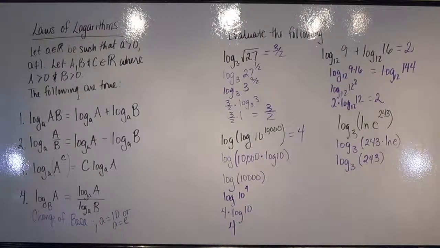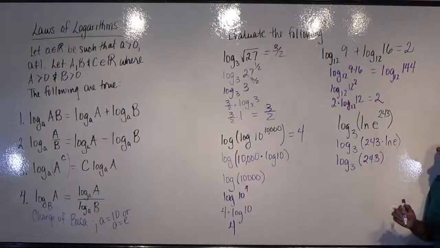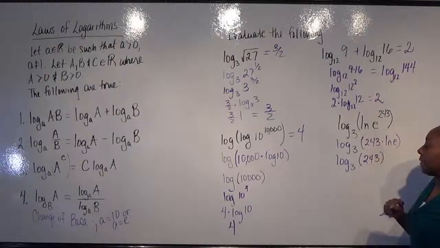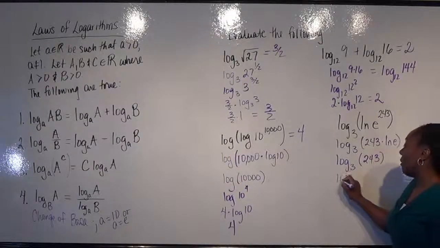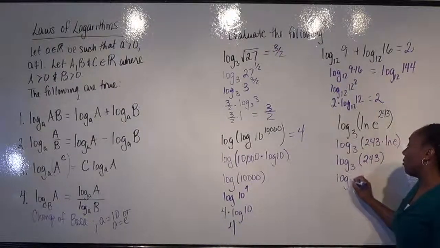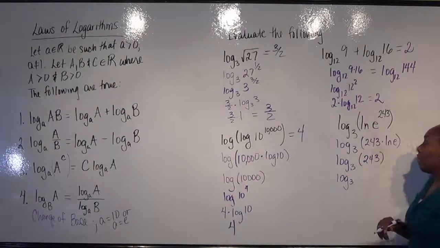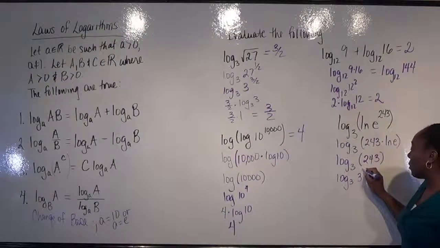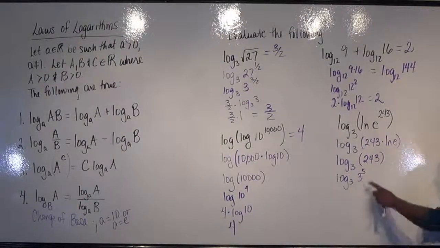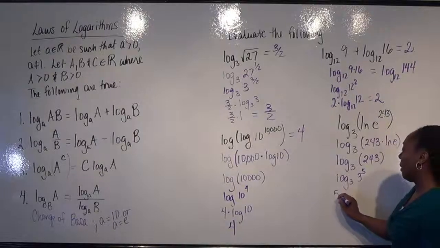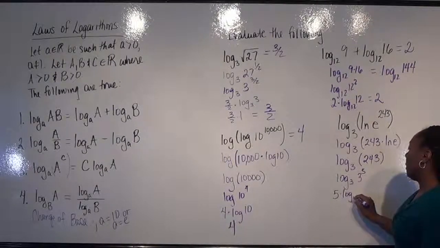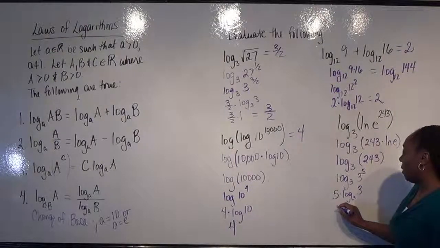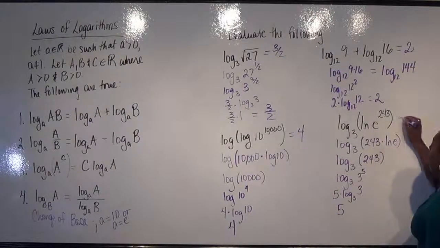So now I'm looking at log base 3 of 243. Again, not quite the same base, but I can rewrite the 243. For these, you're definitely going to need to know your multiplication tables. Here I know that 243 is 3 to the 5th. And so again, I can use my power property and bring that down. And then from before, log base 3 of 3 is just 1.